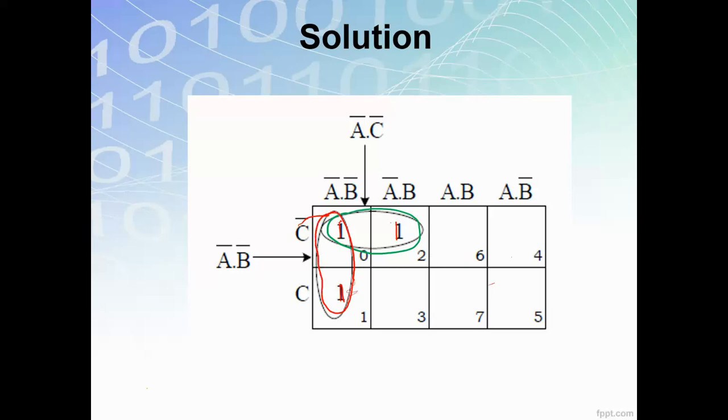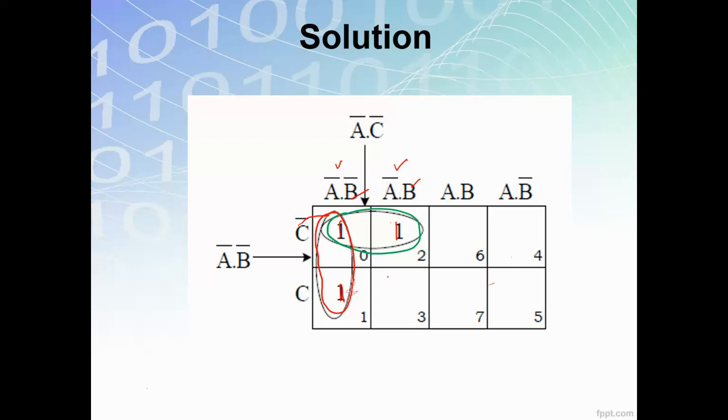Okay, so now after we plot and draw the loops, we get each loop's expression. For the horizontal one, the green loop, it is between A dot B bar and A bar dot B, first and second column. So we eliminate B bar and B because B bar and B combine to 1. Then C bar remains. So therefore we got A bar dot C bar.